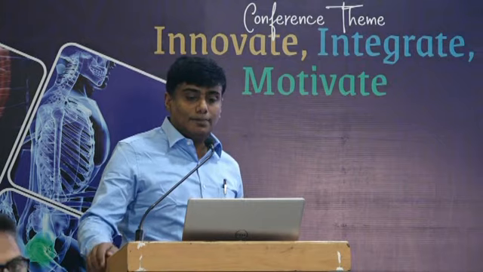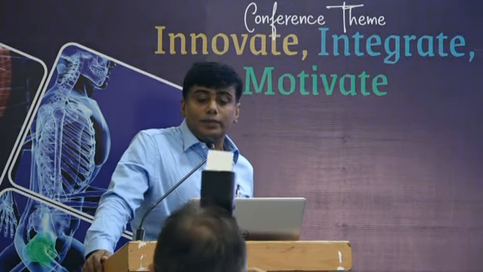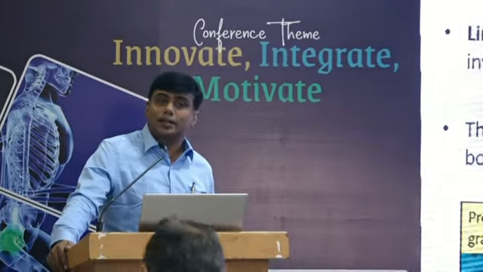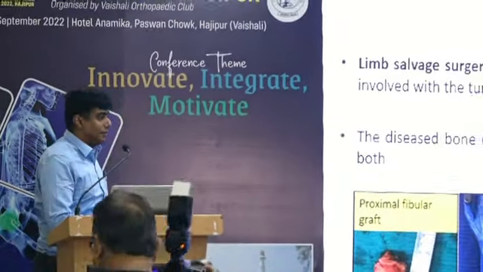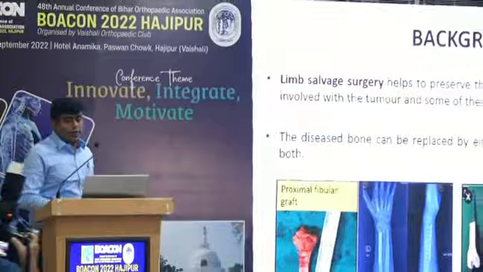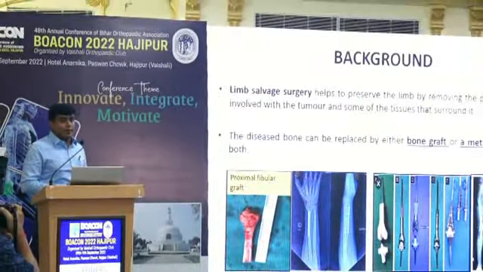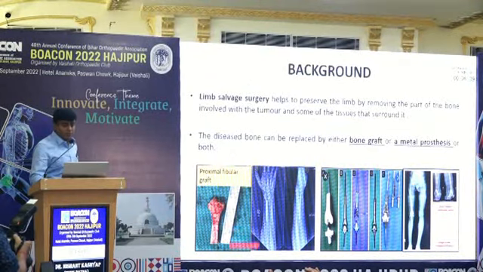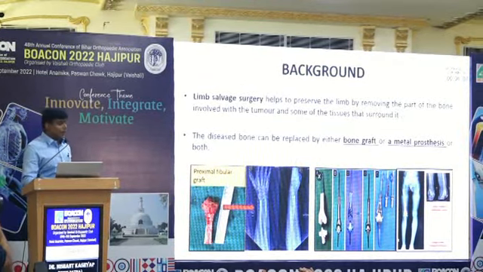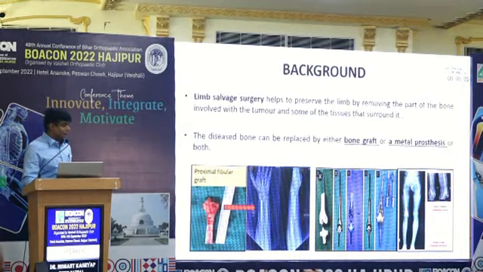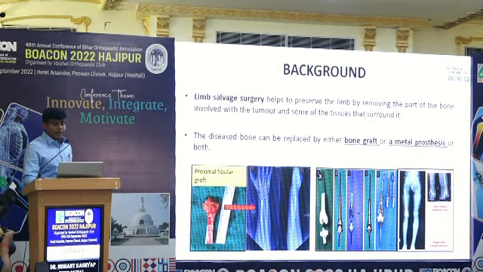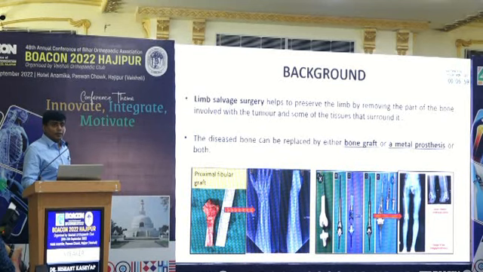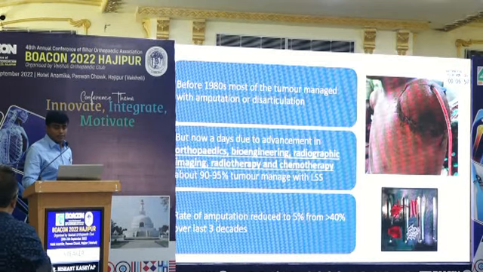Limb salvage surgery helps to preserve the limb by removing the part of the bone involved with the tumor and some of the tissue that surrounds it, and the gap created is reconstructed with either a bone graft or a metal prosthesis, or a combination of both. This is a picture showing a proximal femoral graft for reconstruction of the wrist, and another picture showing reconstruction of the knee with a metal mega prosthesis.